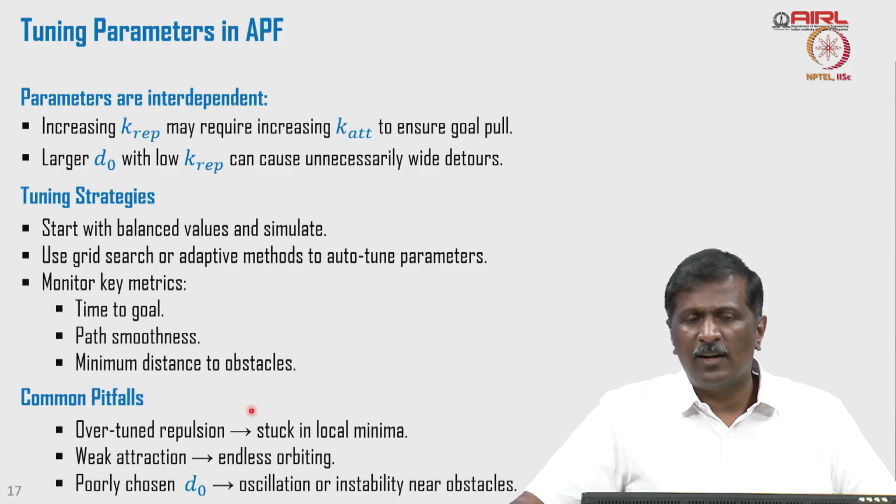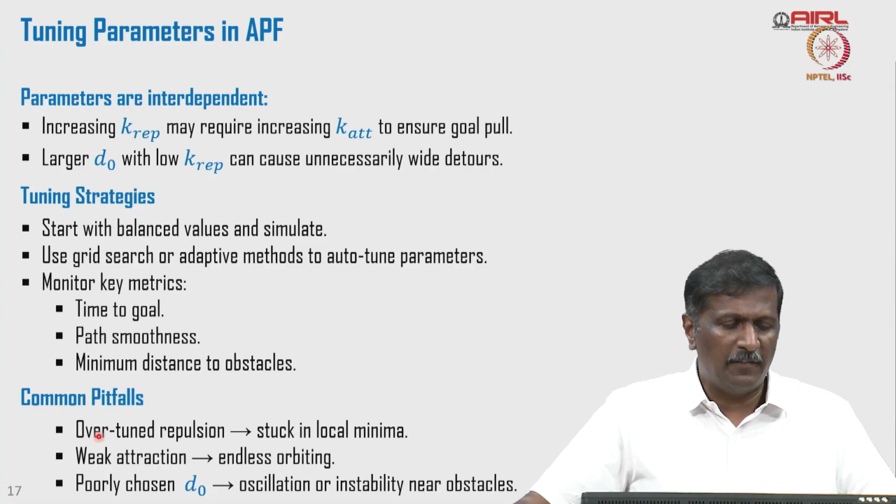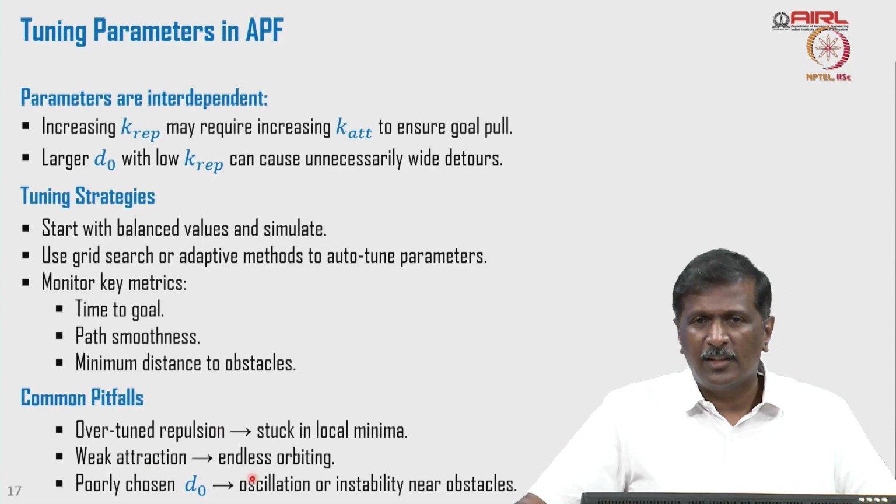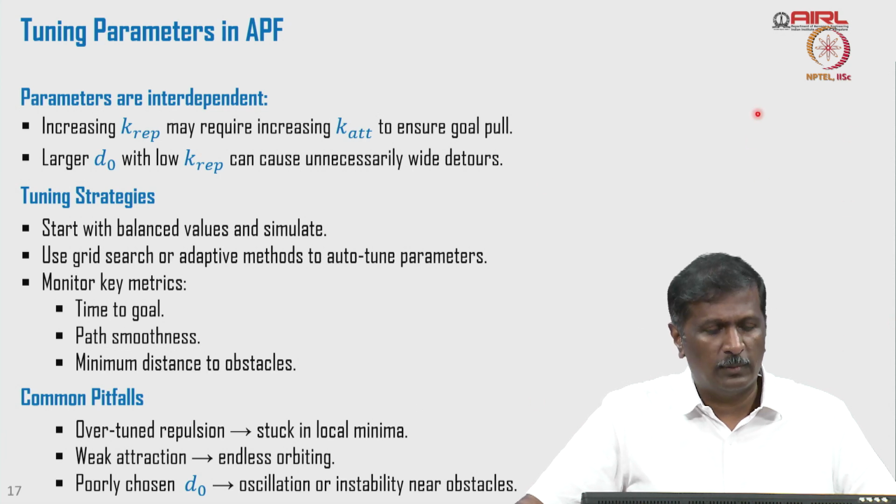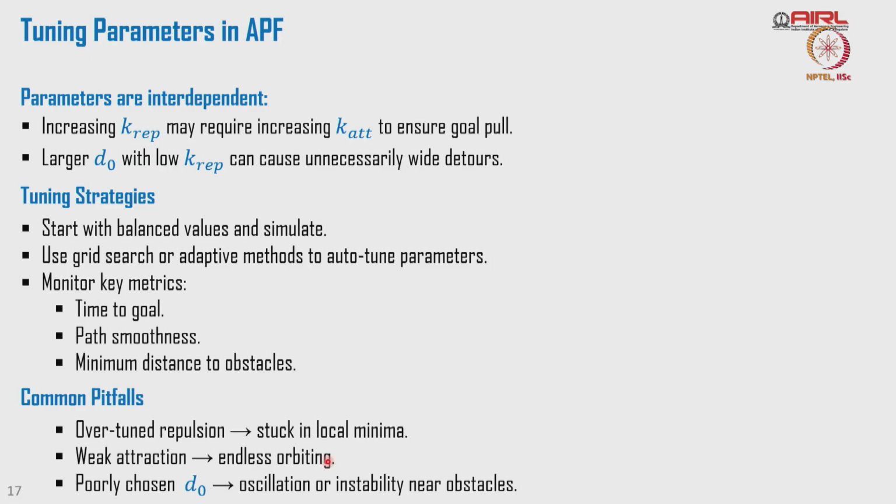Common pitfalls. Overtuned repulsion means you will get stuck in local minima, and you will not find a path to reach the goal at all. If you put in a weak attractive force, you will keep loitering around instead of reaching the goal. If the D naught is poor, oscillation will be there. Sometimes it leads to instability near obstacles.